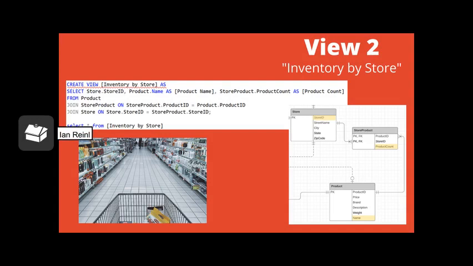View 2 shares inventory data of all products from all stores. This is achieved by joining three tables, product, store, and store product, one of our associative entities where the product count data is stored. Data is selected, including store ID, product name, and product count. This view is especially useful for those managing supply in each grocery store.